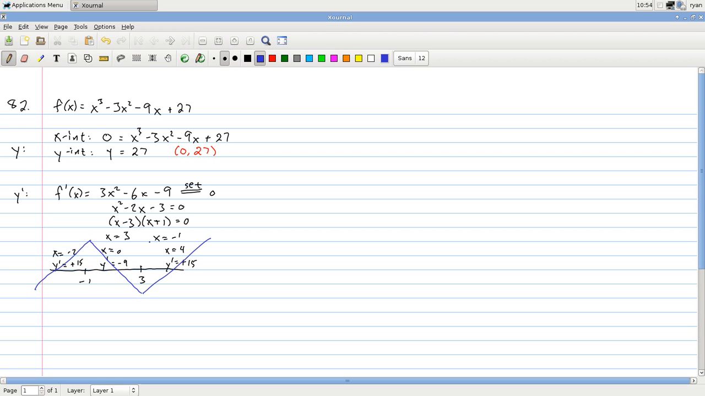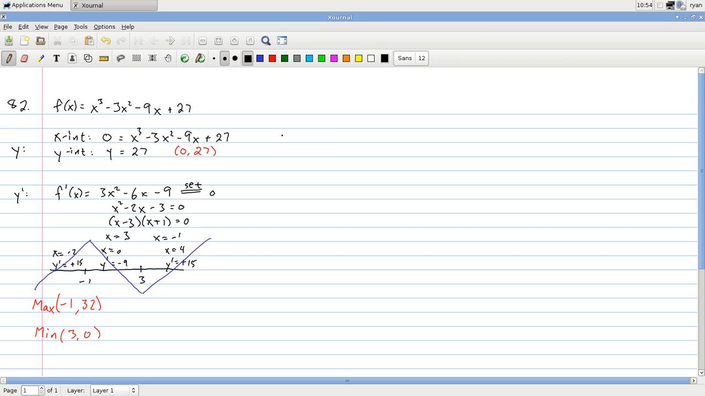So we can see from this very rudimentary graph that x equals negative 1 is a maximum. So if we plug this back into the original function, we get positive 32. So our maximum is negative 1, 32. And our minimum occurs at x equals 3. If we plug 3 into the original function, we get 0. Okay, so now we have three important points. We have the y-intercept, we have the maximum, the minimum.